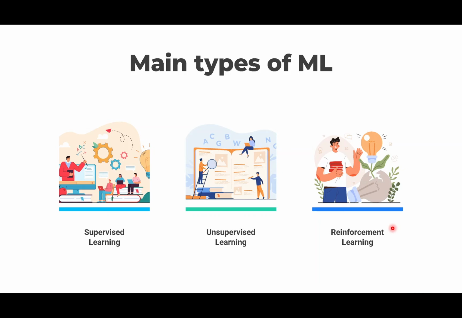So these are the three main things in machine learning: supervised, unsupervised, and reinforcement. And we will have a lot of lengthy lectures on each of them. For now, these are the three main things.